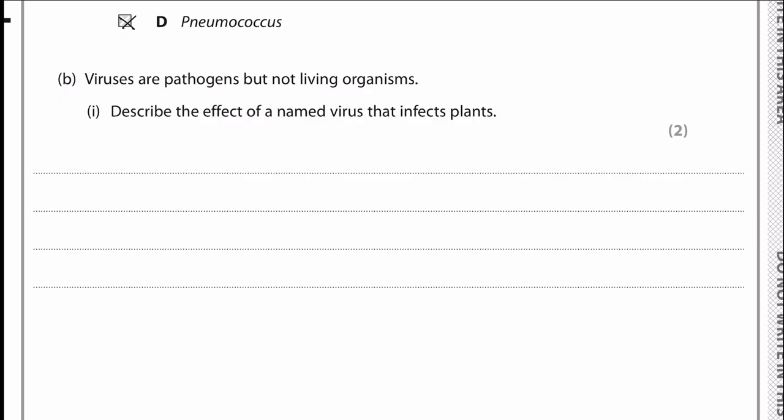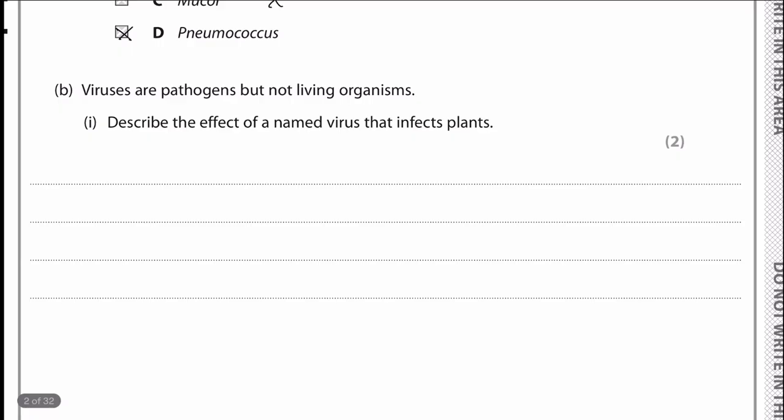Okay, 1B. Viruses are pathogens, but viruses are not living organisms. Describe the effect of a named virus that infects plants. Okay, now I assume that you all are familiar with the virus that infects plants, and it should have just jumped into your head now, but if you've learned a separate virus, then feel free to answer the question based on that. The one I'm going to go with right now is TMV. Now, TMV you should know is tobacco mosaic virus. It's one that most of you will have learned, and it wants us to name it for 1 mark. So we've got a mark already. That's 1 out of 2. And now we want to get 2 out of 2.